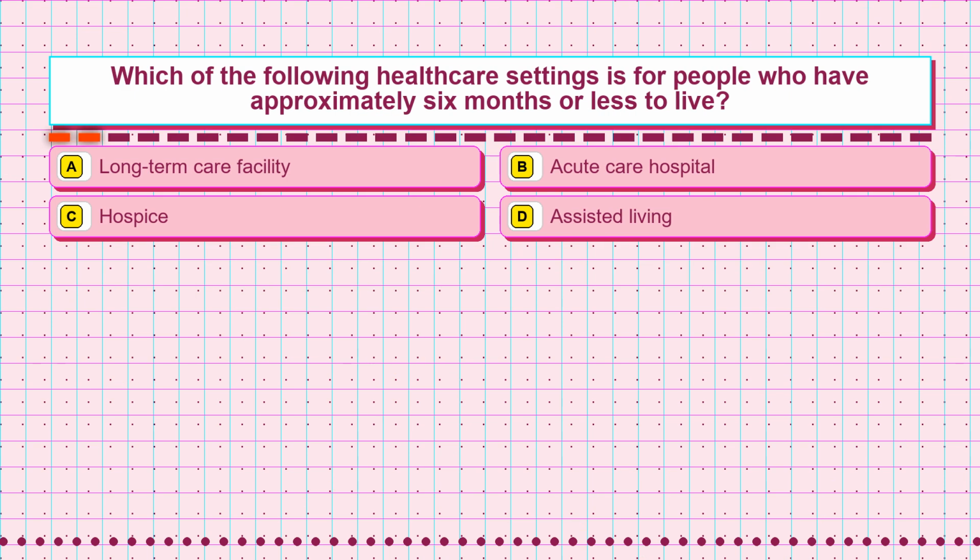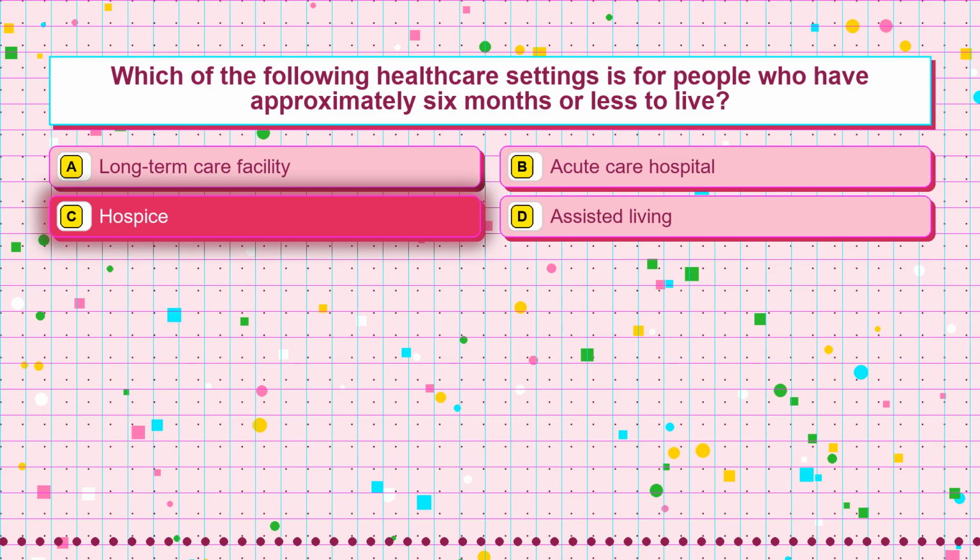Question 39. Which of the following healthcare settings is for people who have approximately 6 months or less to live? Option A, long-term care facility. Option B, acute care hospital. Option C, hospice. Option D, assisted living.